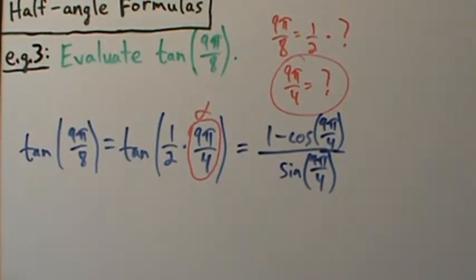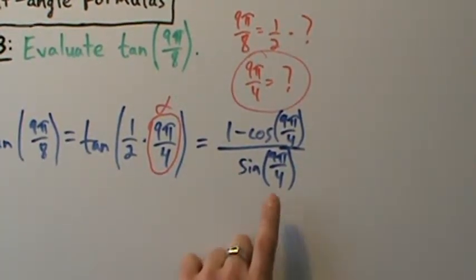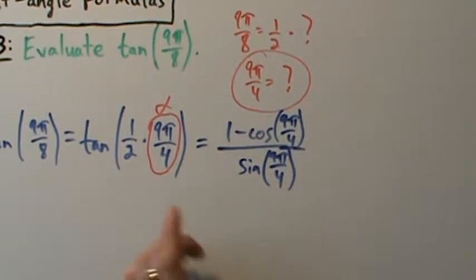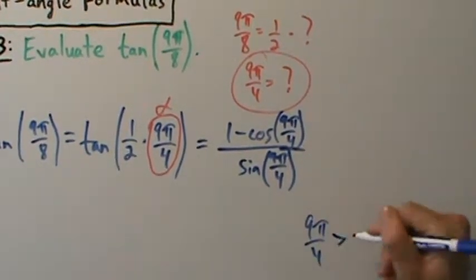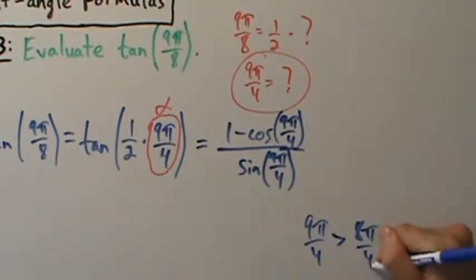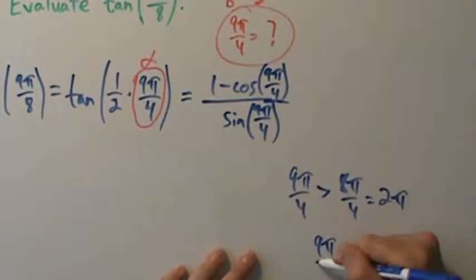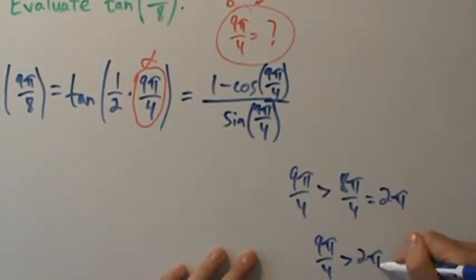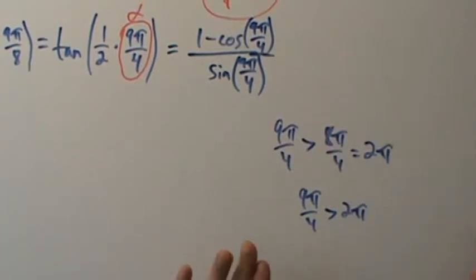So if we think, 9 pi over 4, that's not really a special angle on the unit circle, right? But let's think about this for a sec. 9 pi over 4, that's kind of big, right? It's actually bigger than 8 pi over 4, and 8 pi over 4 equals 2 pi. So actually 9 pi over 4 is bigger than 2 pi. So what's that property we should use? It's the periodic property, okay?